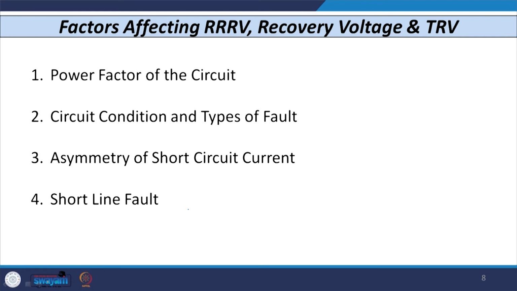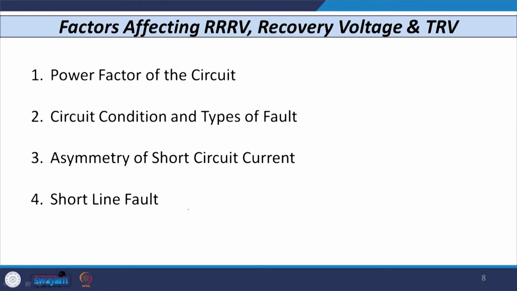Now, with these two theories, Slepian's theory and Cassie's theory, both theories are different. In one theory, as I told you, there is a race between the RRRV and the dielectric strength recovery of the insulating medium, and in the other case it is based on the energy balance principle. So, with this background, let us discuss what are the factors that affect the rate of rise of restriking voltage, the recovery voltage, and the transient restriking voltage.